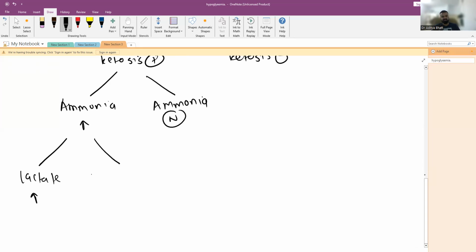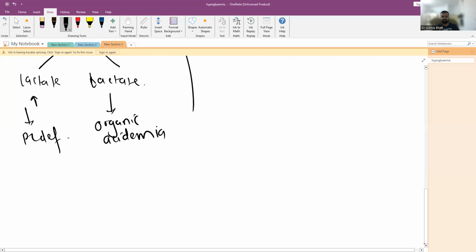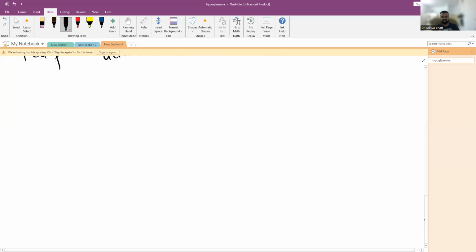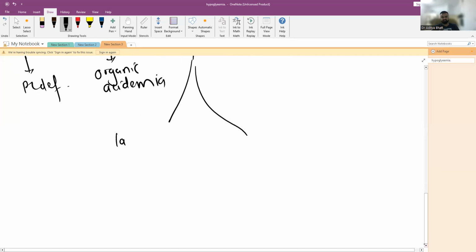Okay, while in normal lactate usually you have organic acidemia. Okay, now in normal ammonia with ketosis, again the next investigation you go for is lactate.